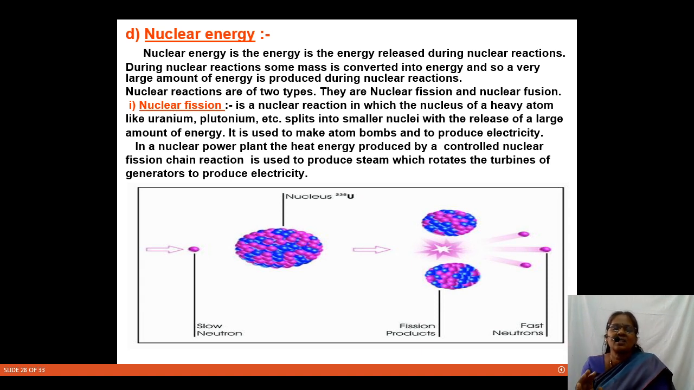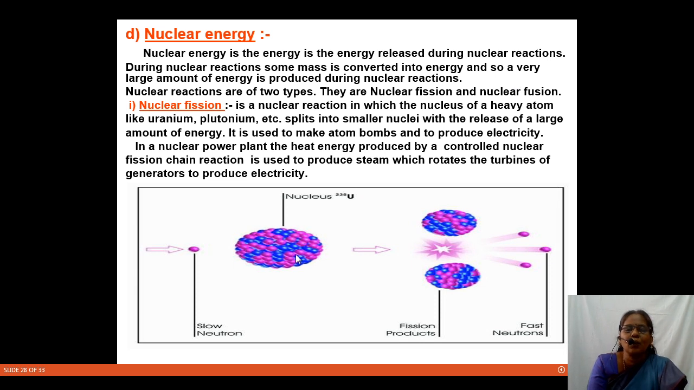We will discuss now what a fission reaction and chain reaction are. So using the nuclear fission reaction, one useful form of energy is producing electricity, and one more, atom bombs also we can generate. One diagram is given, you can see.